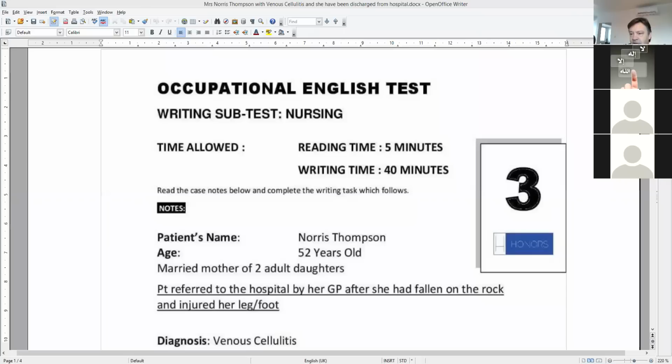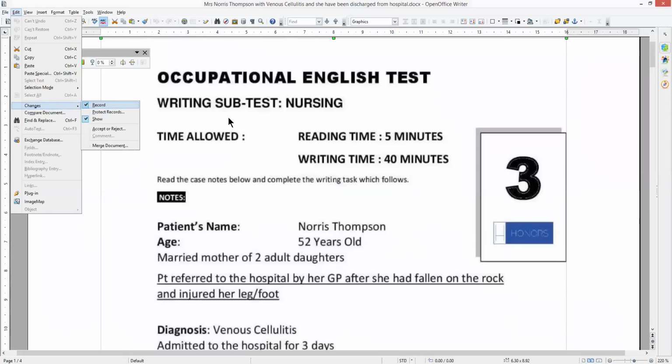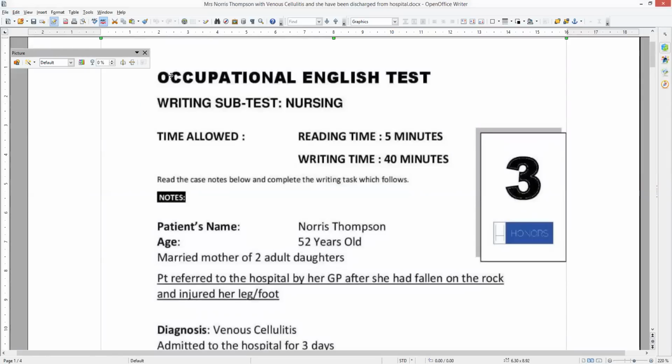So letters. Let's have a look at the nurses' letters first. Okay, don't need my camera. I'll turn that off now. Okay, so I'm going to save the changes and I'll put these in Easy Class.